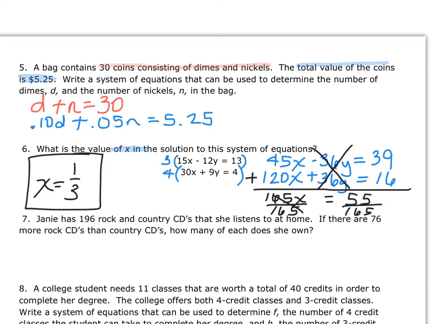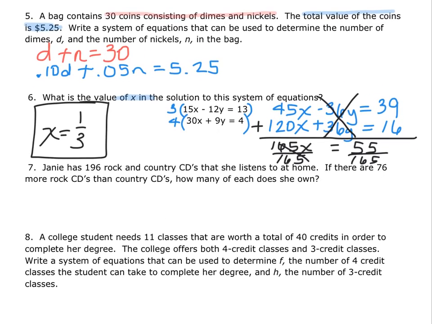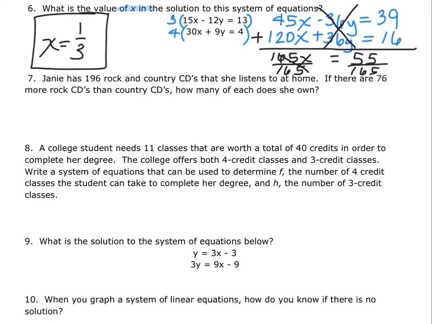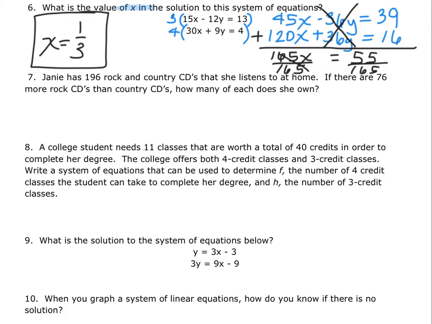All right. Number 7. Number 7 says Janie has 196 rock and country CDs that she listens to at home. If there are 76 more rock CDs than country CDs, how many of each does she own? So first I have to write a what? An equation, a system of equations, right? So, what two variables should I use for rock and country CDs? R and C? All right, so I'm going to write that.